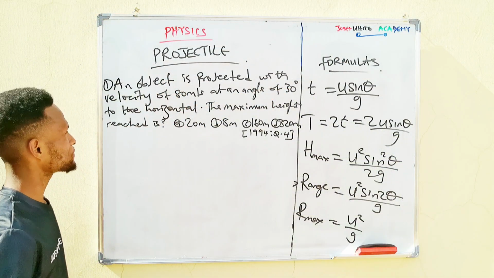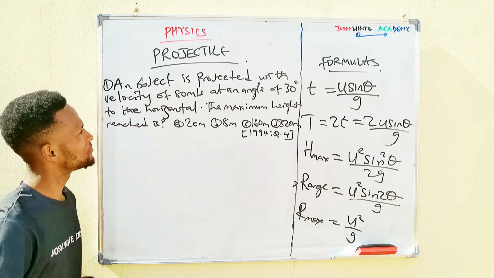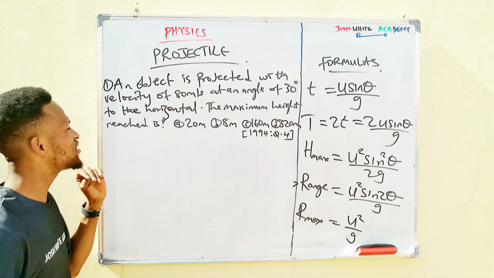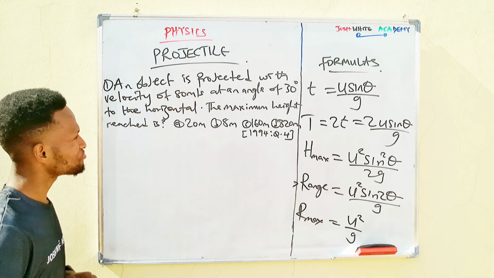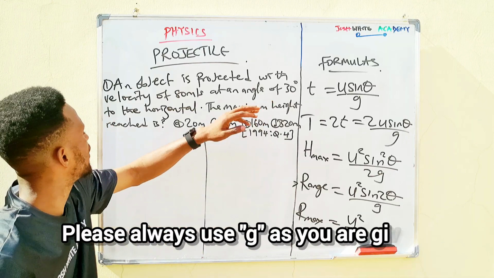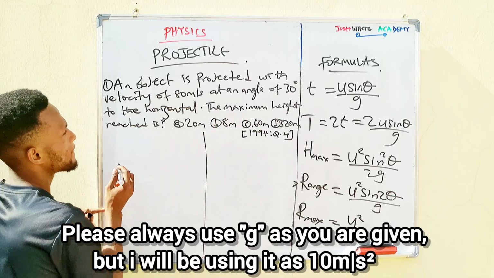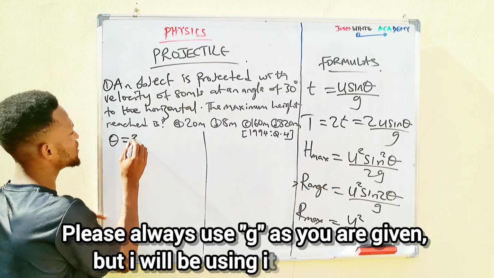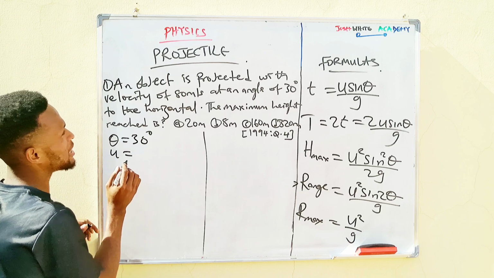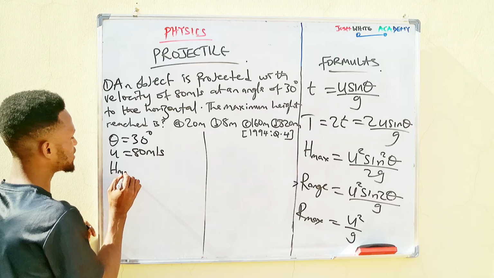Let's see this first question. An object is projected with velocity of 80 meters per second at an angle of 30 degrees to the horizontal. The maximum height reached is... So now, we were given our angle as 30, we are meant to find maximum height. So our data: our angle, theta, is 30 degrees. Our initial velocity is 80 meters per second. We are being asked to find maximum height.